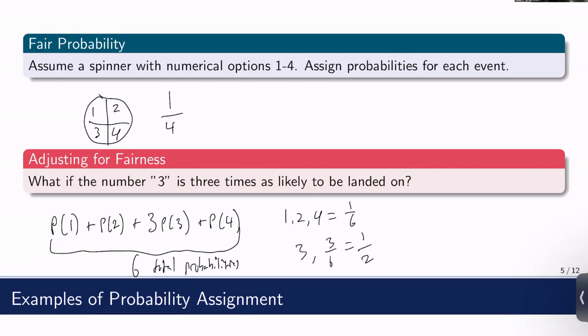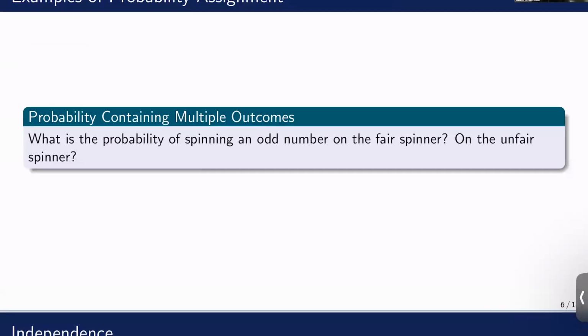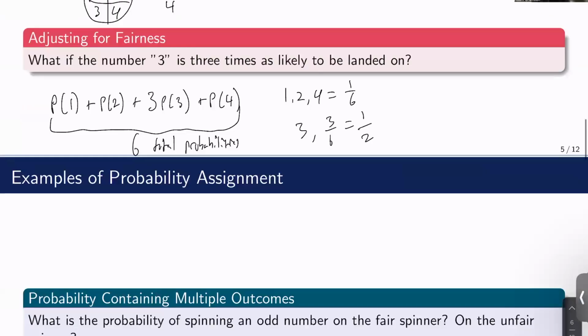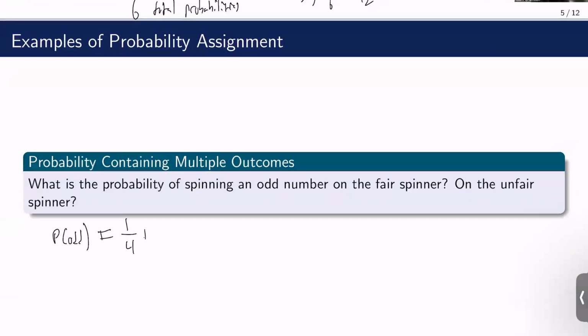which is 1/2. Now, if I were to find the probability of landing on an odd number in the fair spinner, I'm going to add up all the odd events. In this case, 1 and 3 both have a probability of 1/4, so 1/4 plus 1/4 is going to be 1/2. On the unfair spinner, we're going to do the same thing, except we are going to have different probabilities. This time 1/6 for 1 and 1/2 for 3, which add up to a total of 2/3.